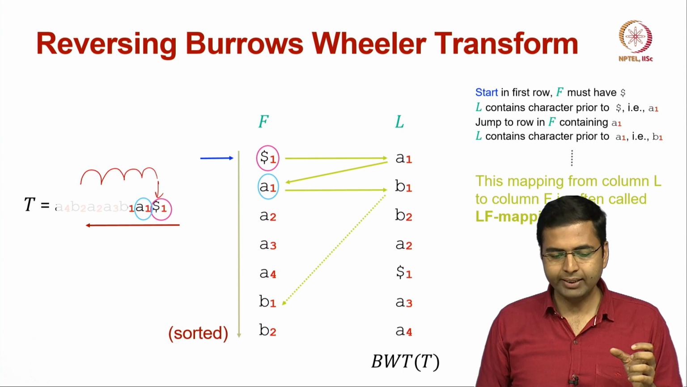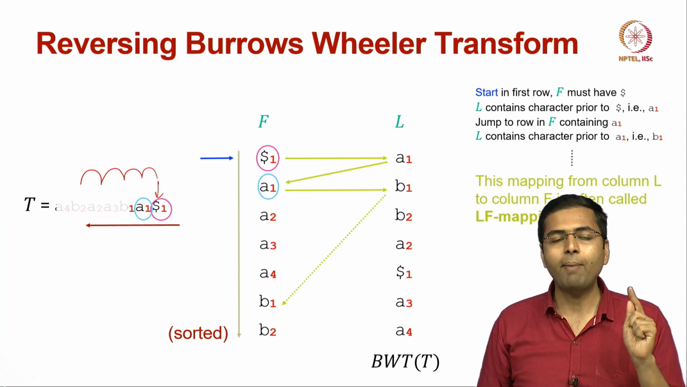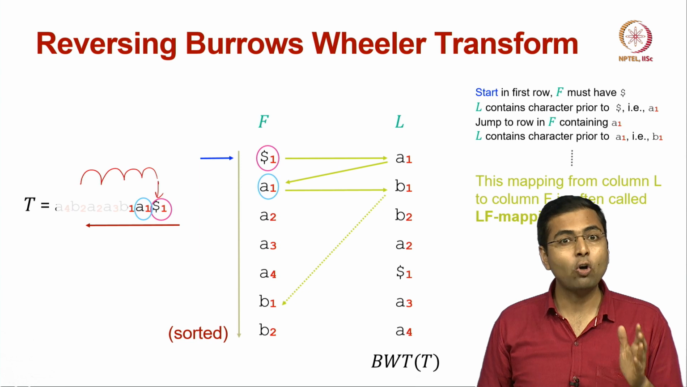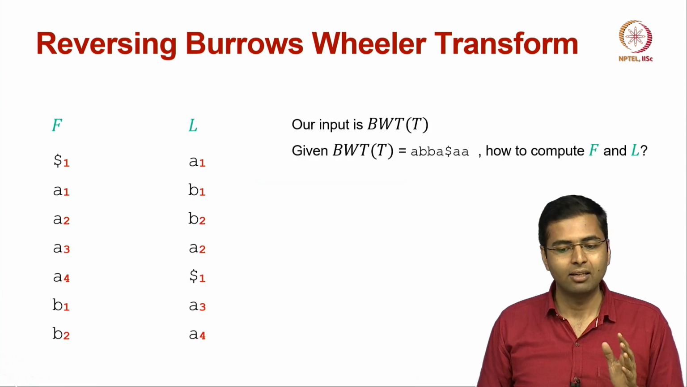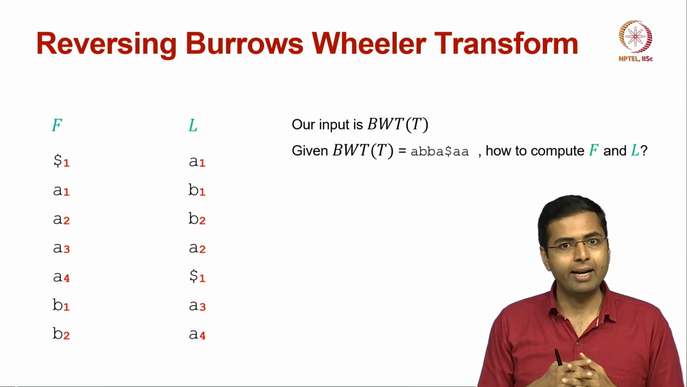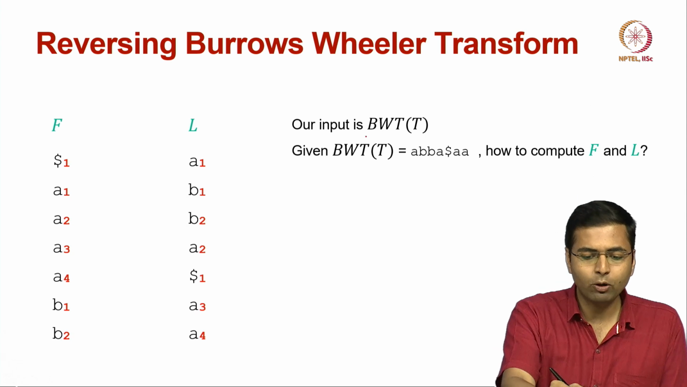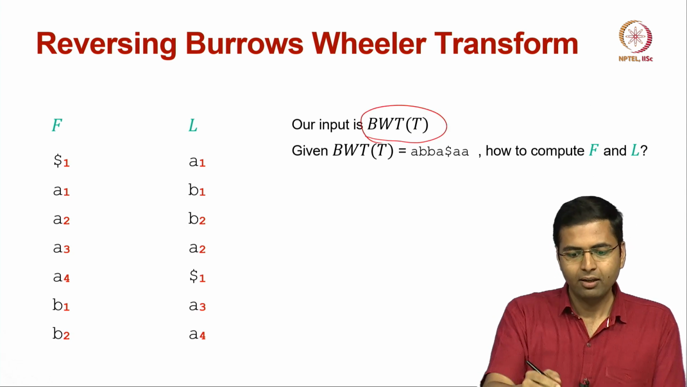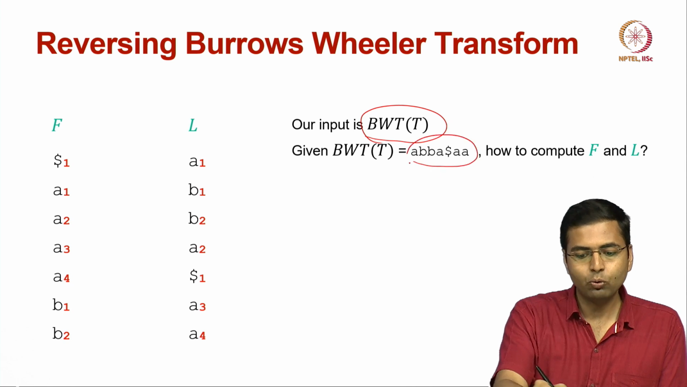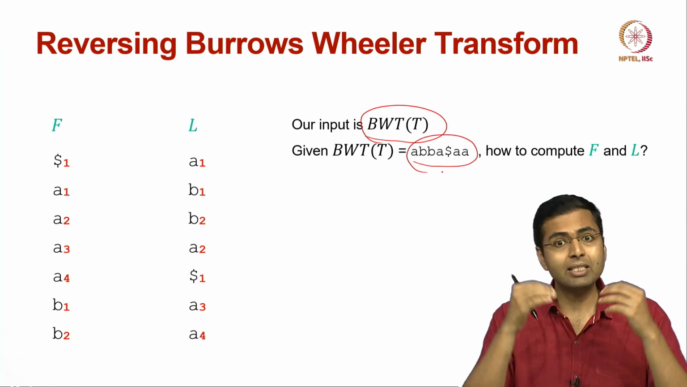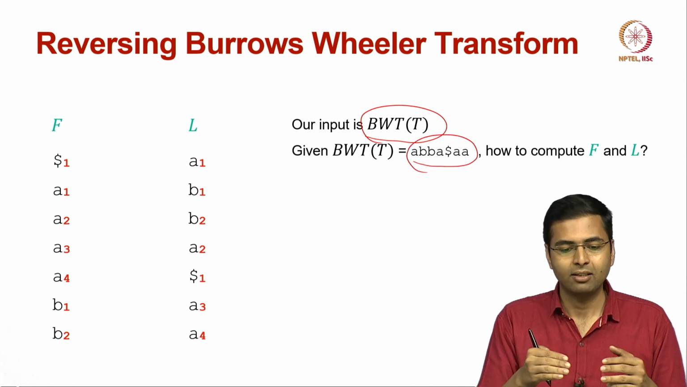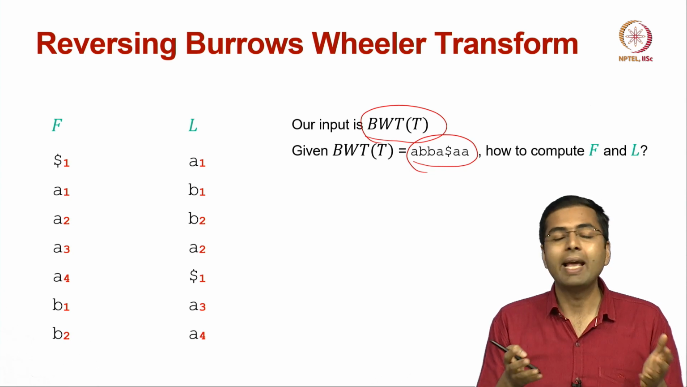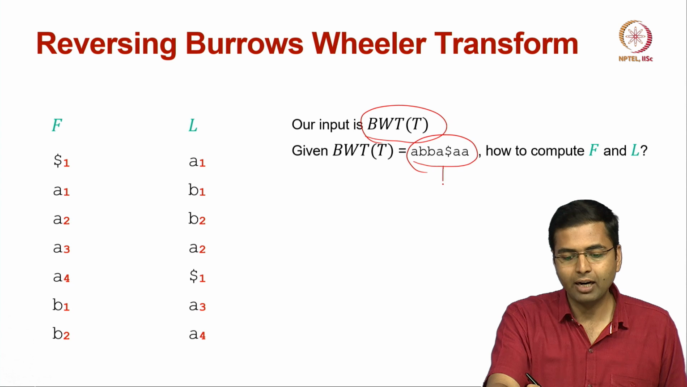So, this covers the algorithm, but we have one minor detail to be filled, which is that we are assuming that we have access to these columns F and L. How do we get column F and L? Because our original input is only the Burrows Wheeler transform text, right. So, for example, you may have access to this Burrows Wheeler transform, and only from this transform you have to recover the text. So, how do you get these columns F and L from this Burrows Wheeler transform?